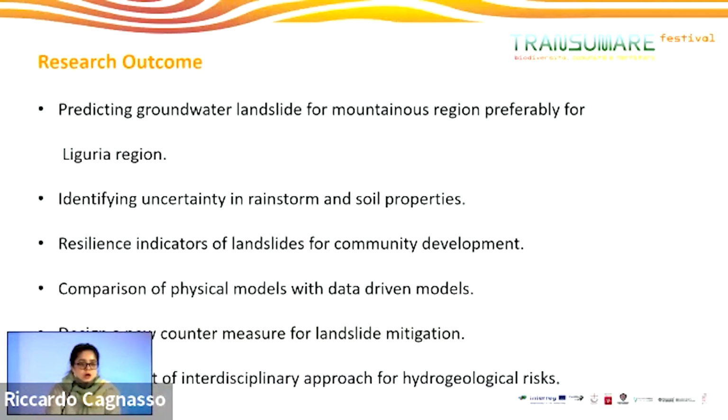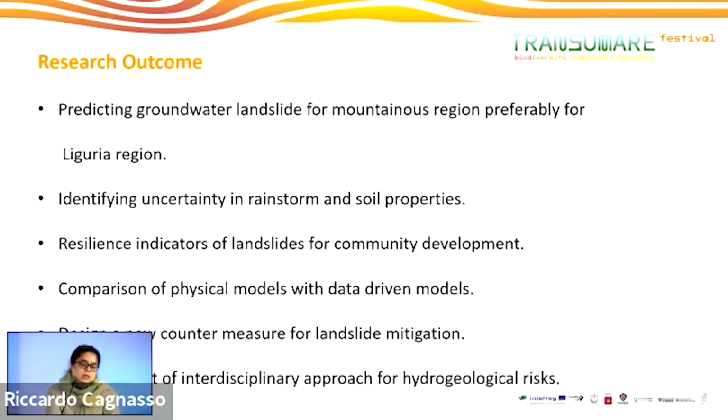So the research outcome in the end will be the prediction of the groundwater for the analysis of the landslides and how uncertain the rain is in the Liguria region, and also some resilience indicators for landslides for community development.